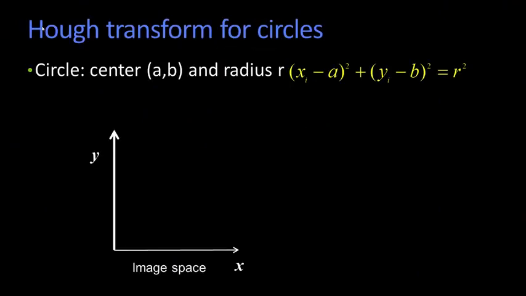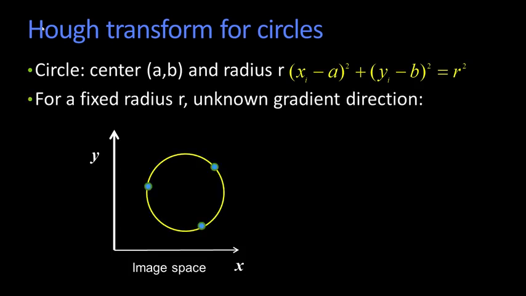So here's the equation of a circle. You remember this from Mrs. McGillicuddy's algebra class. (x minus a) squared plus (y minus b) squared equals r squared, where a and b are the center and r is the radius. And for now, we're going to assume the radius is known.